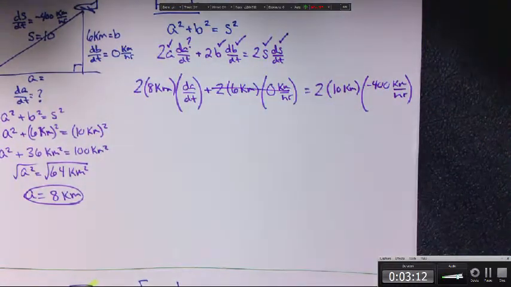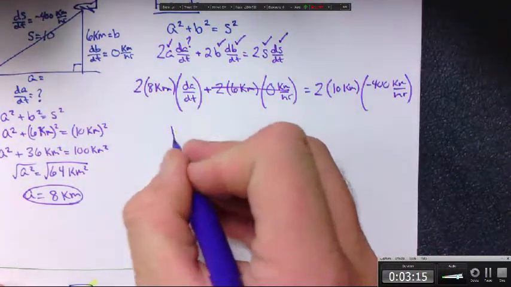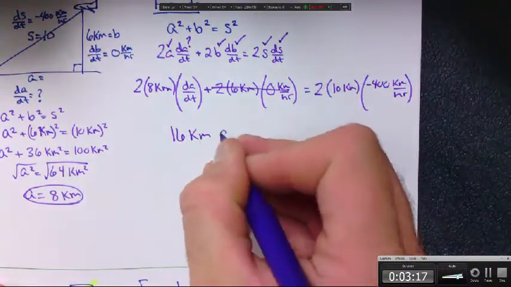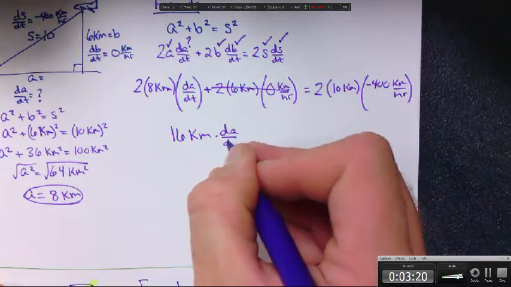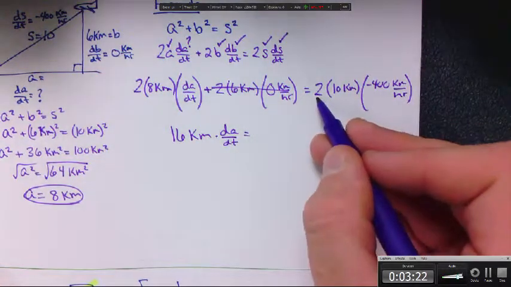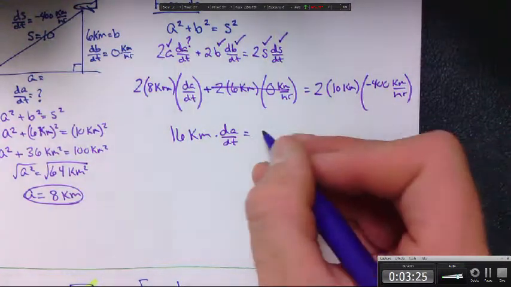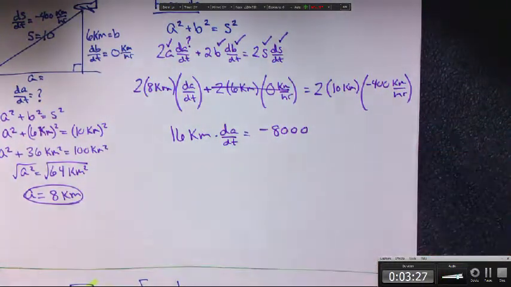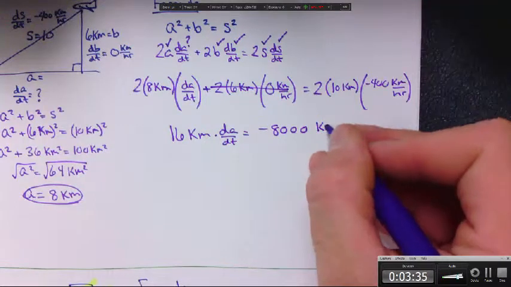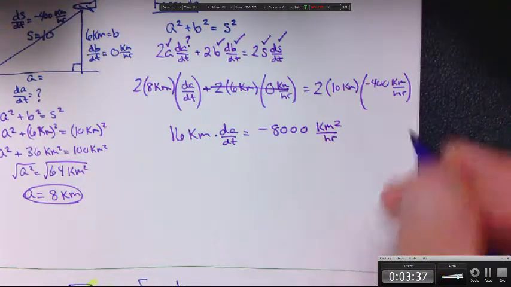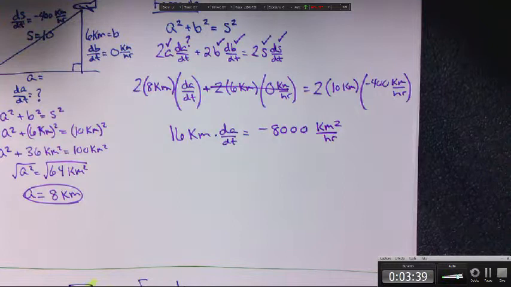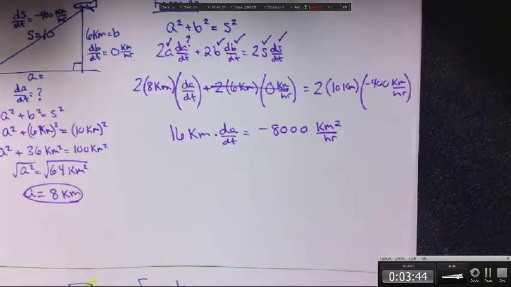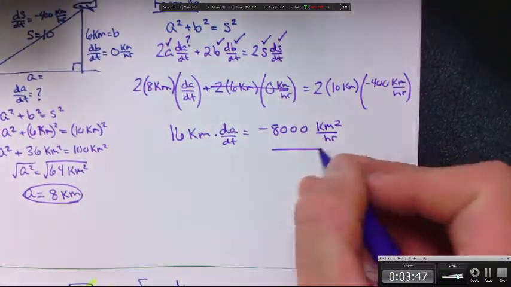Everything here becomes 0, so we're just going to mark it out. So what we have is 16 kilometers times dA/dt is equal to 2 times 10 is 20, so we should have negative 8,000. And what's the units attached to that? Kilometers squared per hour. So we have kilometers times kilometers per hour. And then to solve for dA/dt, what do we do with the 16 kilometers? Divide it over.